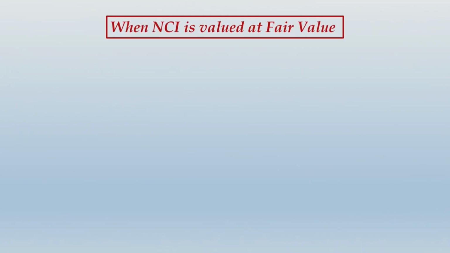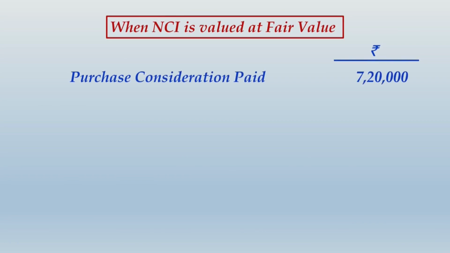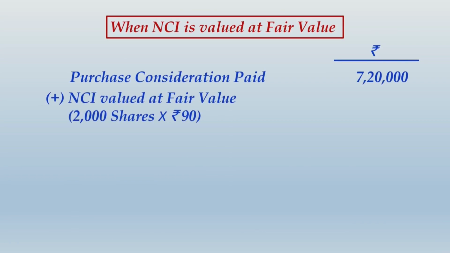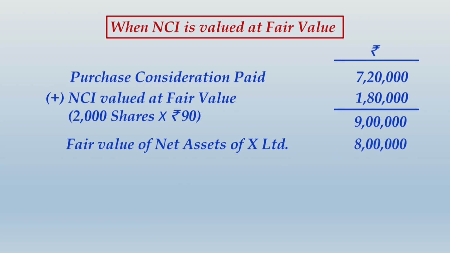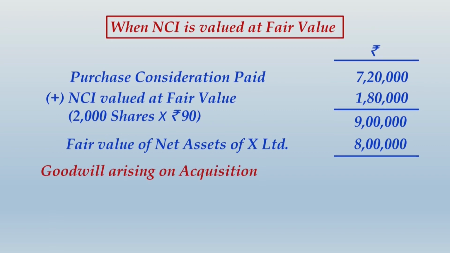When NCI is valued at fair value, you will just start with the same thing, purchase consideration paid. To that you add NCI at fair value, that is 2000 shares multiplied by 90. Take the aggregate and compare that with the fair value of net assets of X Limited. This time the aggregate is 9 lakhs and the fair value of net assets of X Limited is just 8 lakhs. The resulting goodwill arising on acquisition will be considered as 1 lakh. So friends, quickly take note of this and then we shall move ahead.